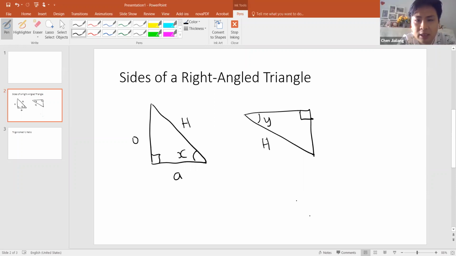Okay, next we want to label the opposite. So length 1 or length 2. Which one is the opposite? Length 2. So this is the opposite. Okay, and then finally the adjacent. This one will be the adjacent since it's the remaining length. So that's how we label the sides of the right angle triangle.